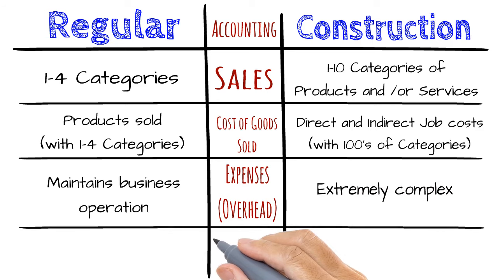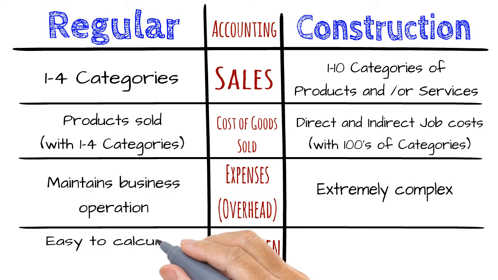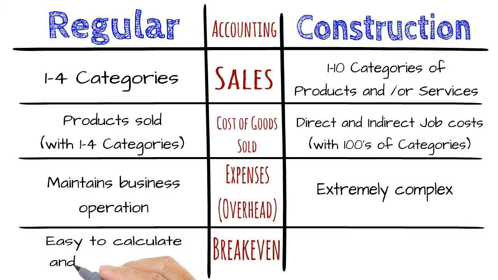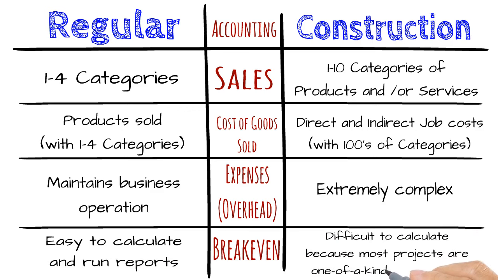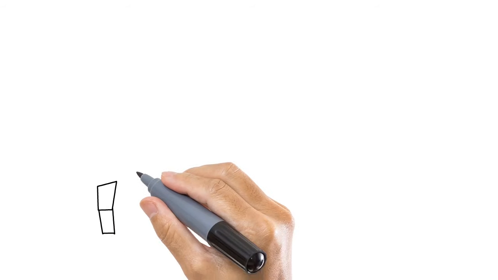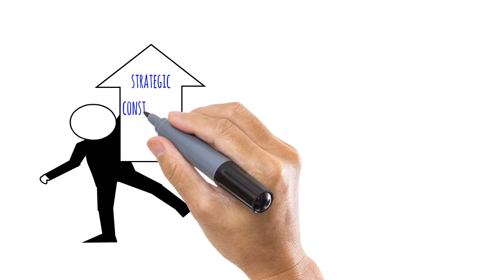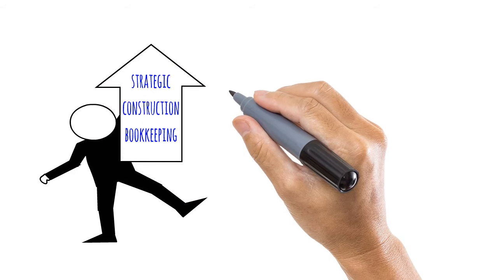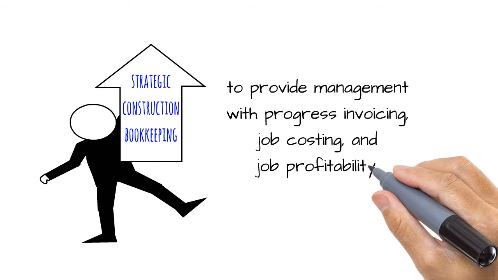Break-even is fairly easy to calculate in regular accounting because there is a direct relationship between income and expenses on every item. It is easy to run reports to determine which items are profitable and make adjustments quickly as needed. In construction accounting, it is difficult to calculate because most projects are one-of-a-kind custom jobs. Proactive contractors have systems and cost libraries with pre-priced assemblies for bidding, which works in conjunction with strategic construction bookkeeping, to provide management with progress invoicing, job costing, and job profitability.